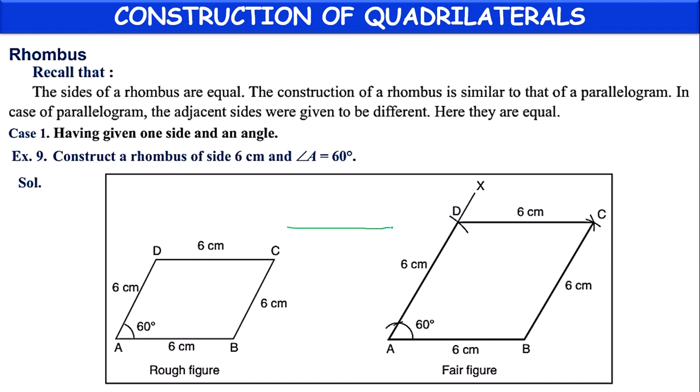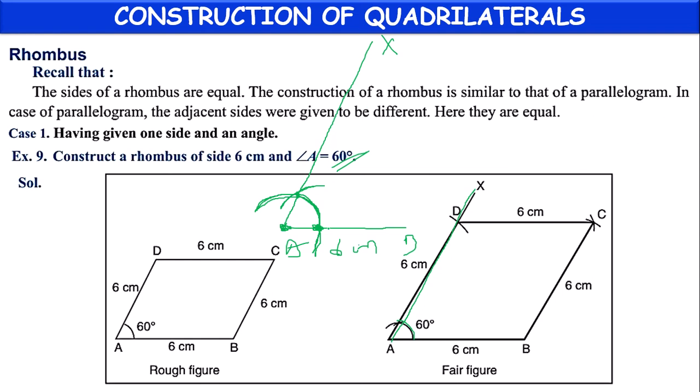First, we have to draw one side, children, which is AB, 6 cm. Now, we have to construct angle A, 60 degrees. What we have to do? With some radius from point A, draw an arc around A, cutting the AB line. From the point where it cuts the AB line, with the same radius, cut the arc which was drawn earlier, make a point there, join that point to A and extend the line. That will be a 60 degrees angle. Let it be AX, 60 degrees angle.